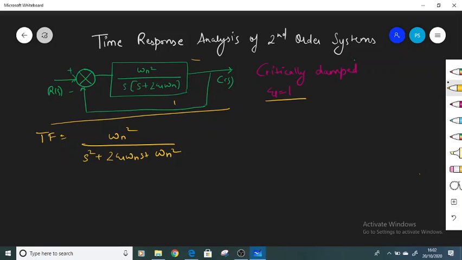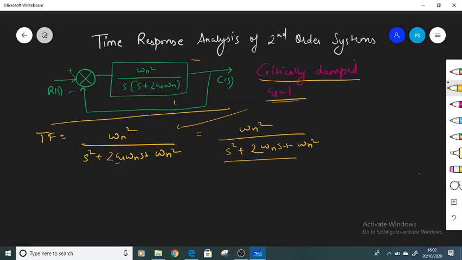Now we are taking the case where the system is going to be critically damped in nature. Hence the value of zeta will be equal to 1. Substituting this value in this transfer function, you will get omega n square divided by s square plus 2 into omega n s plus omega n square. Right? Now just observe this.